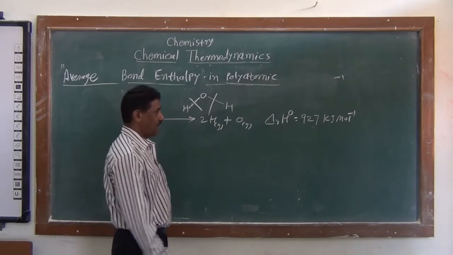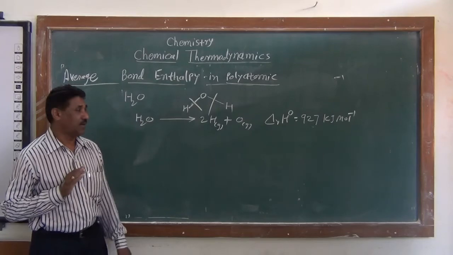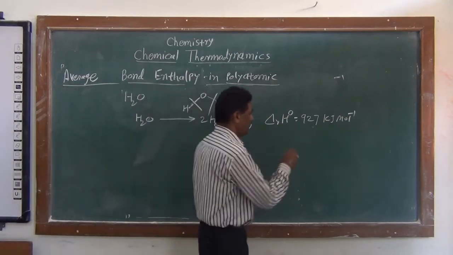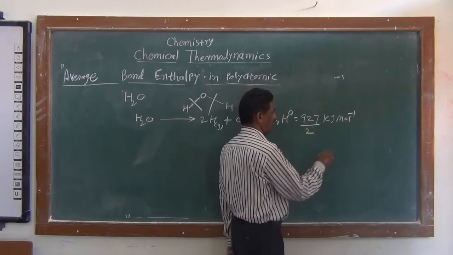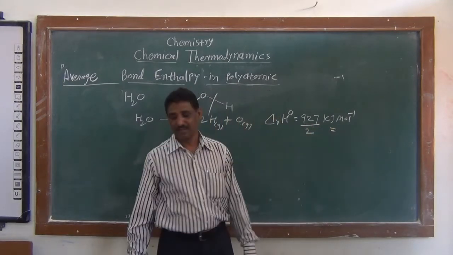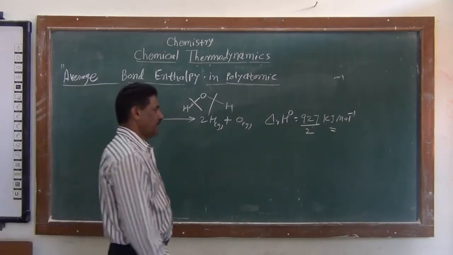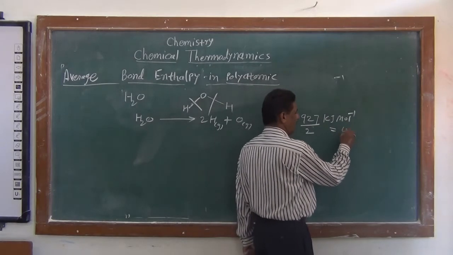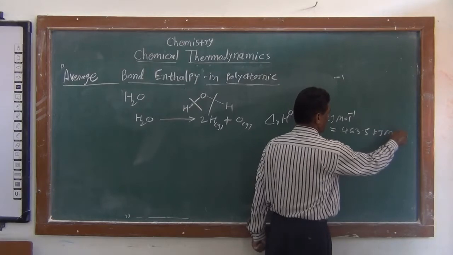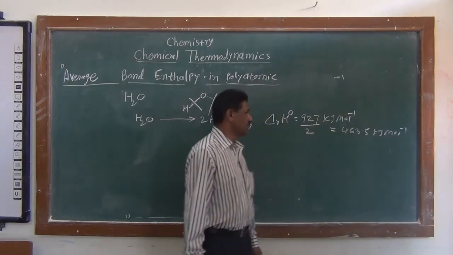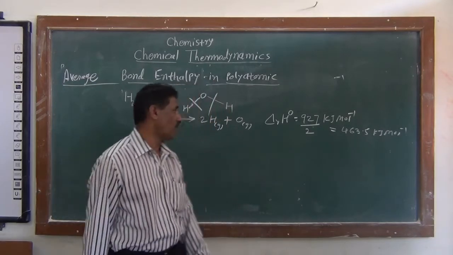Here, the average bond enthalpy: this water molecule contains two OH bonds, so 927 divided by 2 is equal to 463.5 kilojoules per mole. This is the average bond energy of the water molecule.